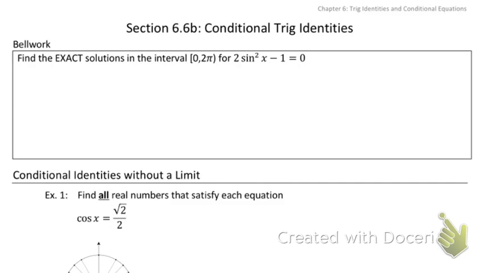So what we're going to do is solve for sine x. The first thing I would do is add 1 to both sides, then divide by 2, which would give me sine squared x equals 1/2.